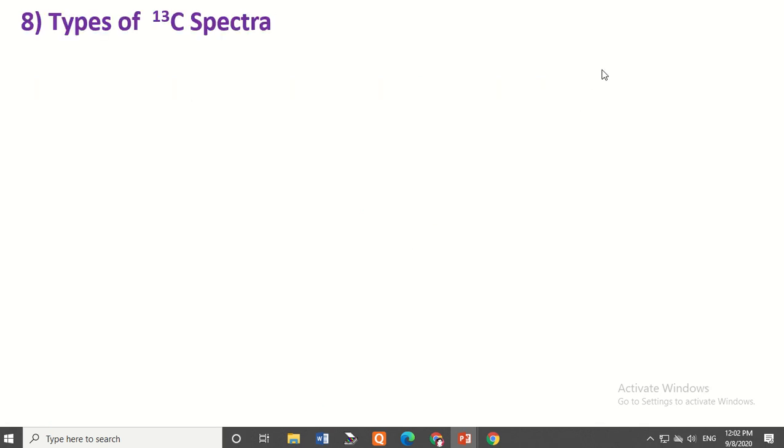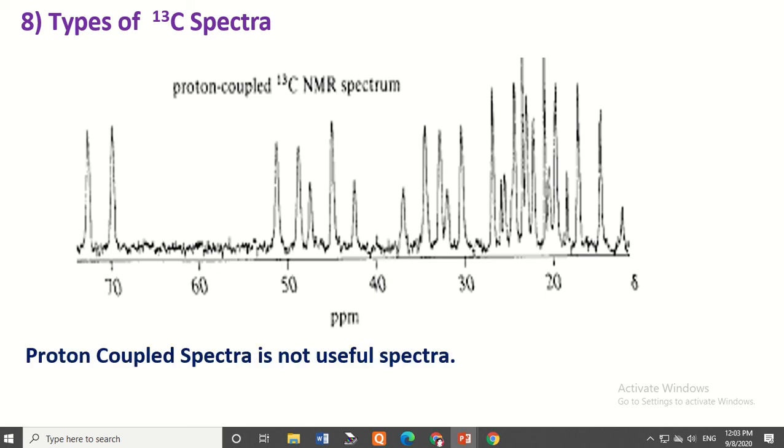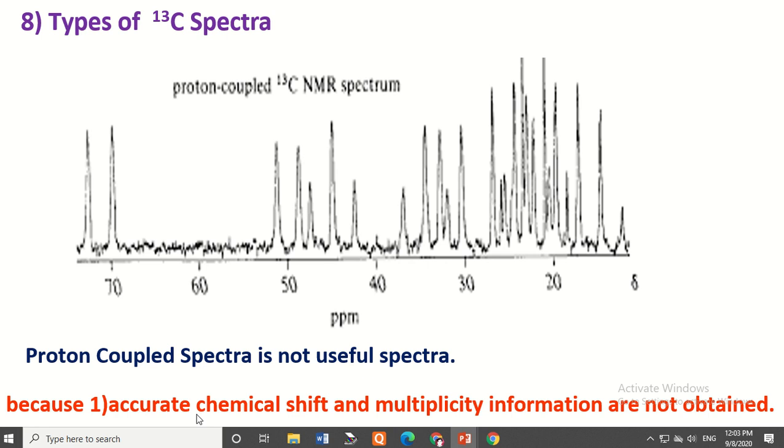Now, the next point is called types of carbon-13 spectra. The first type of carbon-13 spectra is the proton coupled spectrum. In this spectrum, the proton couples with carbon through one bond, two bonds or three bonds, and sometimes four-bond coupling is also observed. Therefore, it is a more complex spectrum and not a useful one, because accurate information of chemical shift and multiplicity is not obtained from it. Therefore, such spectra are not important for determining the structure on the basis of carbon-13 NMR.